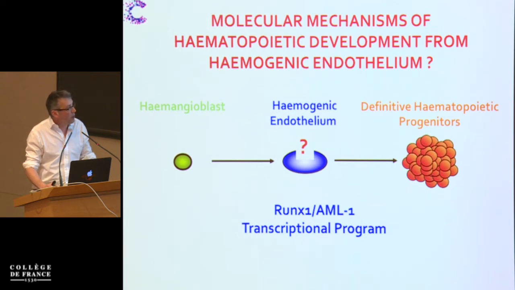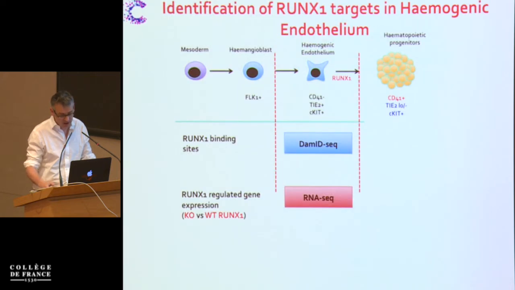What we were really interested in in my lab was to identify what are the transcriptional targets of RUNX1, which are important for this transition from hemogenic endothelium to the hematopoietic cells. And to do this, what we've done like all of us, we've done the equivalent of ChIP-seq, DamID, and we've done the RNA-seq between wild type and knockout, and we asked what are the genes which are differentially expressed in absence of RUNX1. And also what I should mention, we did really this at the onset.